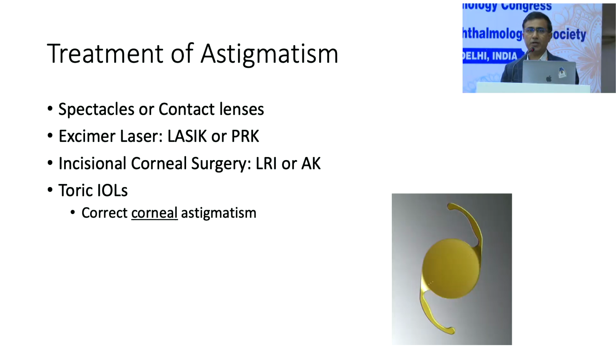There are various ways to correct astigmatism. Spectacles or contact lenses, which may be given post-operatively. Excimer laser, which can be used if you have some amount of post-op astigmatism, by LASIK or PRK. Incisional corneal surgery, that is LRI or astigmatic keratotomy at the time of the surgery, but they have their inherent problems. So the best way to correct astigmatism is by toric IOL, which corrects on the table itself, and the amount of astigmatism which you can correct is variable. It varies from 0.75 to maybe around 5 to 6 diopter.